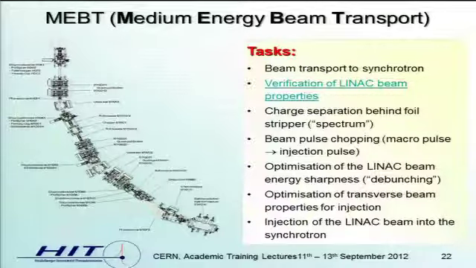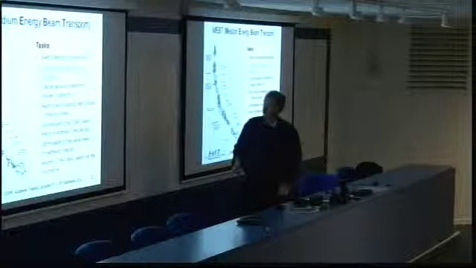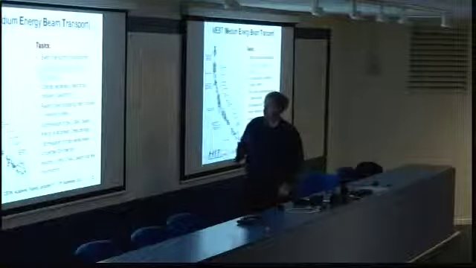Next part of the machine is now the medium energy beam transport. There are, again, a lot of parts, so clearly the transport to the synchrotron. We have built in the verification of the linac beam properties. This is done by adding phase probes in the straight section of the medium energy beam transport line, and to measure the beam energy we can do that online, and it runs 24 hours a day to check if everything works fine. Then we need the charge separation behind the target foil, the stripper foil.